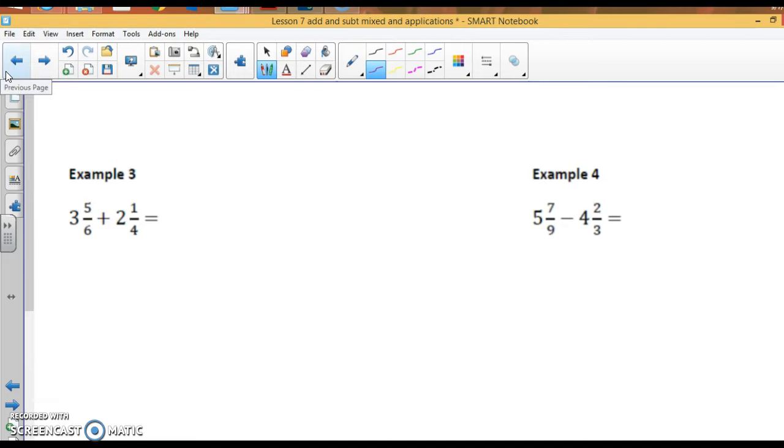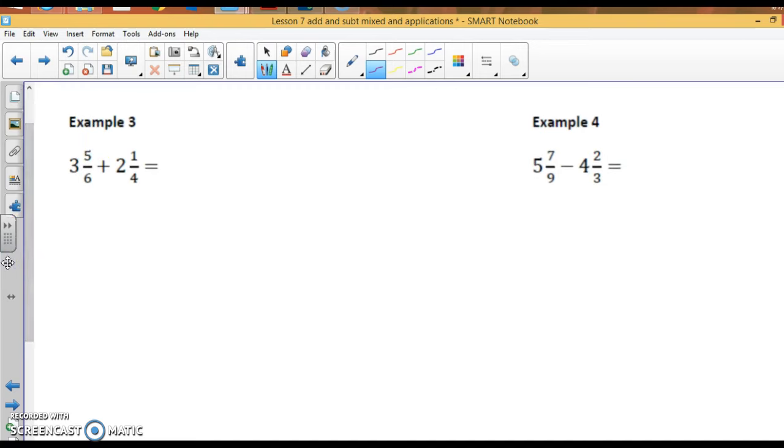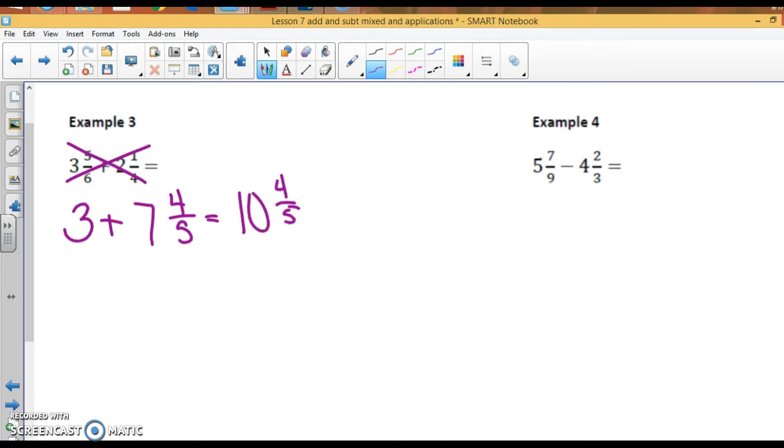All right. Let's take a look at, I'm going to make up a problem because I don't like either one of these. Let's cross this one out and make this 3 plus 7 and 4 fifths. Is that an easy problem or a hard problem? It's actually very easy. What's 3 plus 7? 10. And we've got 10 and 4 fifths.